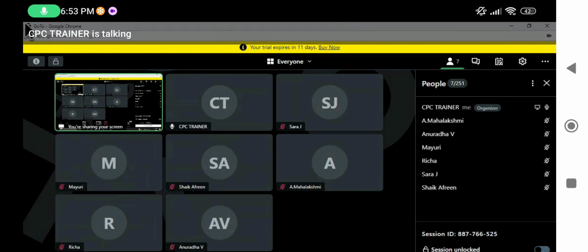In E&M also the code starts with 9 series, but what is the difference? In E&M, the code starts with 99 series, like 99201, 202. Medicine means the codes start with 90, 91, 92 like that. So this is the difference. Today we have to discuss medicine.